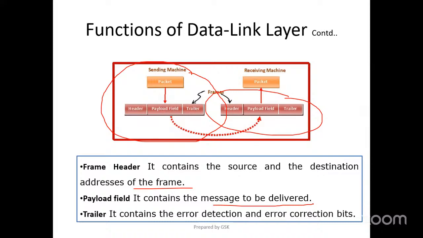Next one is a trailer. The third part in the frame is the trailer. It contains the error detection and error correction bits. Because while transmitting the data, we need to find whether there might be some errors. We need to detect that and we need to correct that. For that, we use a trailer.